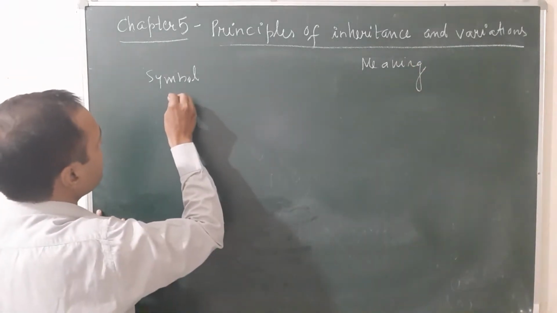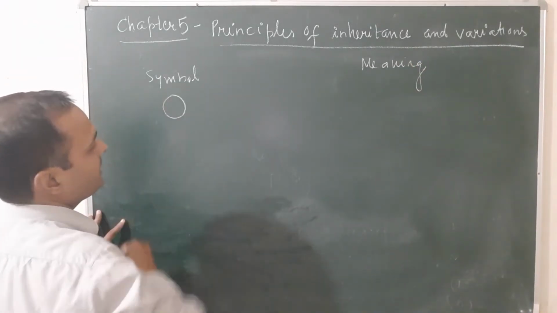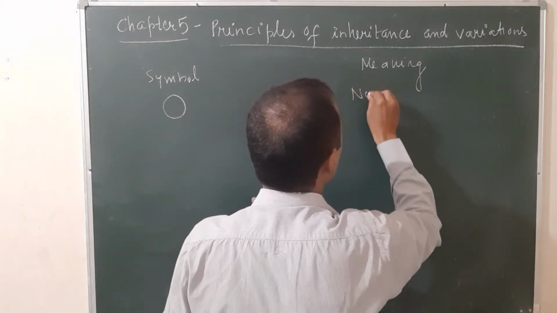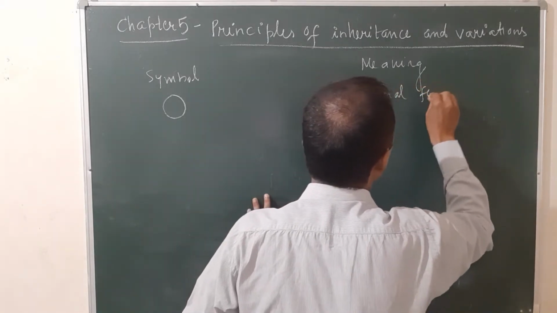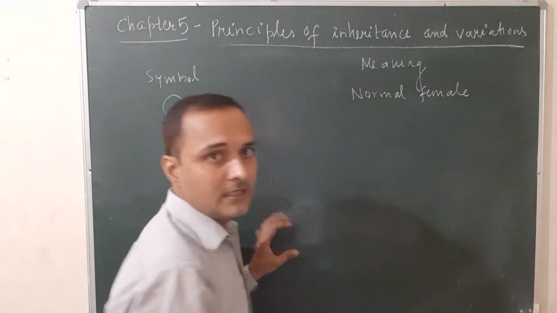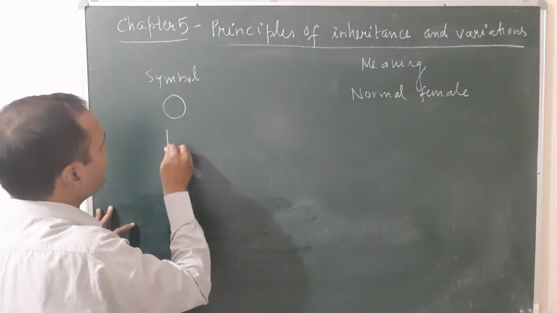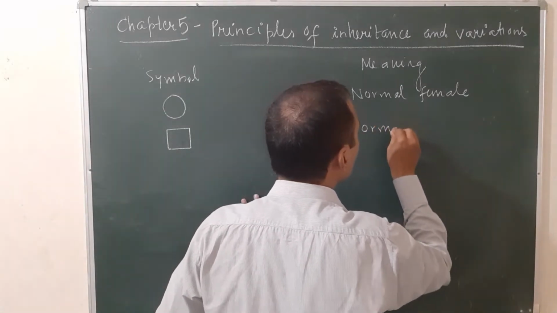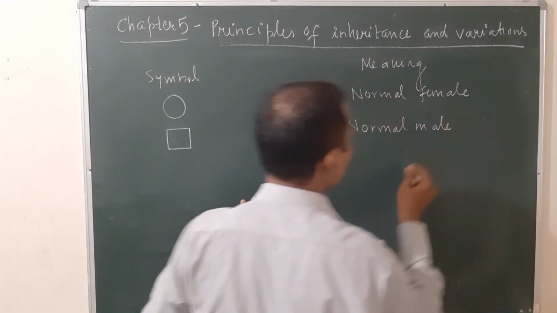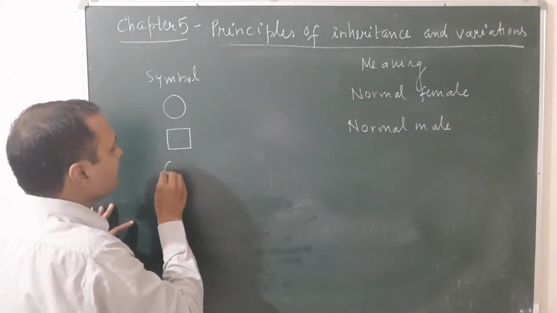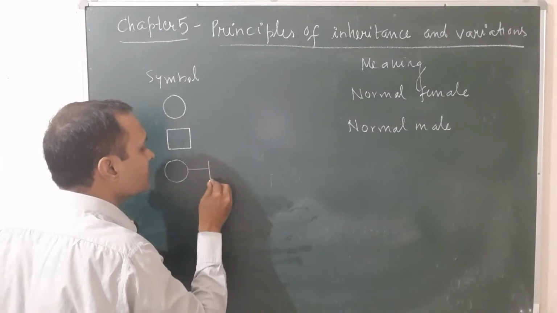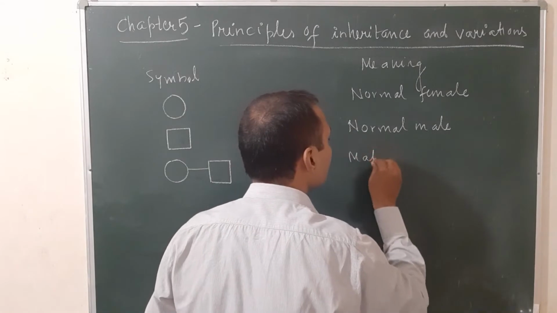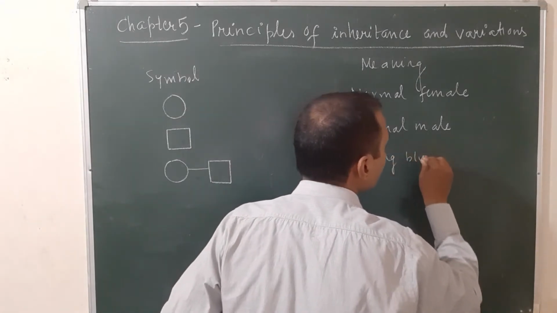When it is spherically shaped in the pedigree chart, it is called normal female. When square, it is called normal male. And one single line between male and female is called mating between the parents, or you can say mating between individuals.